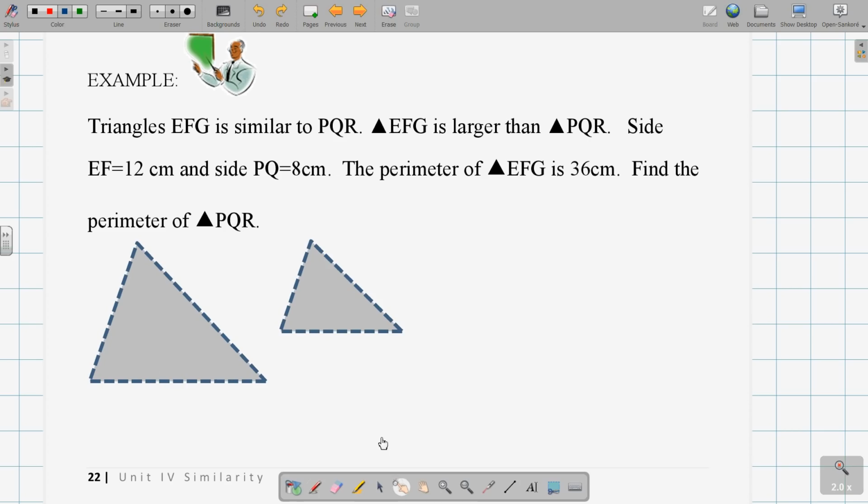Let's try this problem together. EFG is similar to PQR. EFG is larger than PQR. Side EF is 12, side PQ is 8. The perimeter of EFG is 36. Find the perimeter of PQR. So first we're going to draw triangles, and we need to align these corners because these triangles are similar. This means they have the same shape, different size.